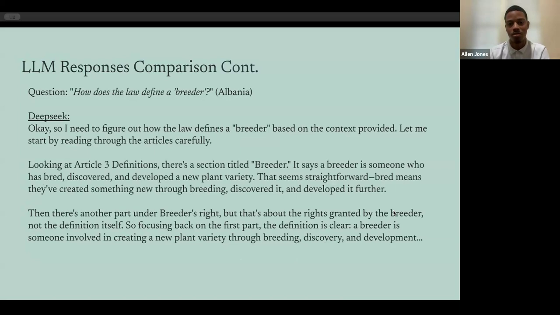And then another model that we experimented with was DeepSeek. But DeepSeek is a reasoning model, so it likes to think out loud. So it says, okay, so I need to figure out how the law defines a breeder based on the context provided. And we just want to give the farmer the answer rather than letting the LLM think out loud, because it'll just ramble and ramble. Again, the answer would take up an entire page and sometimes more.